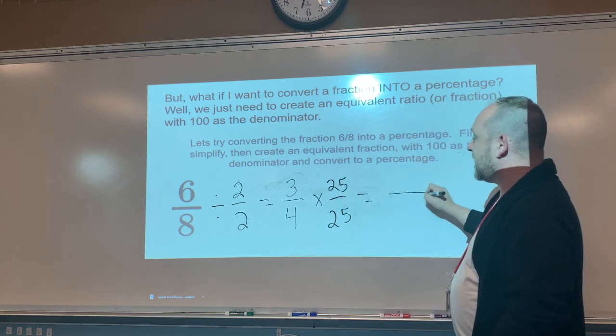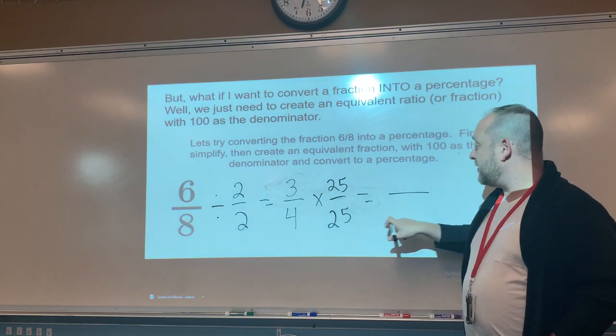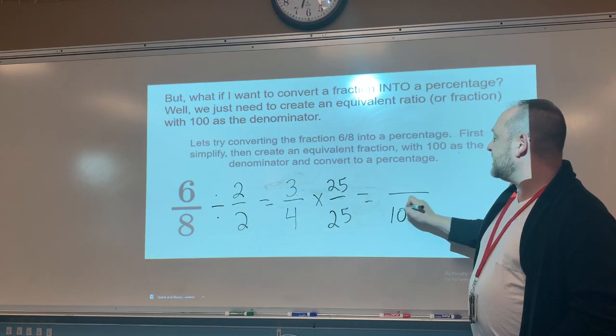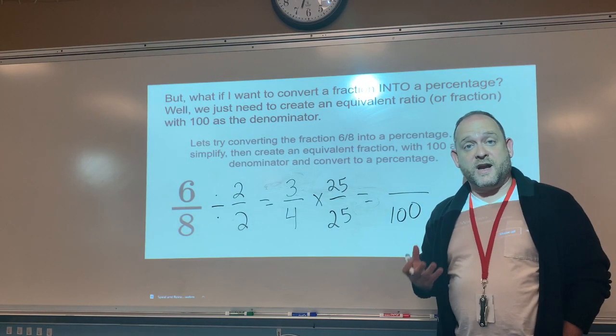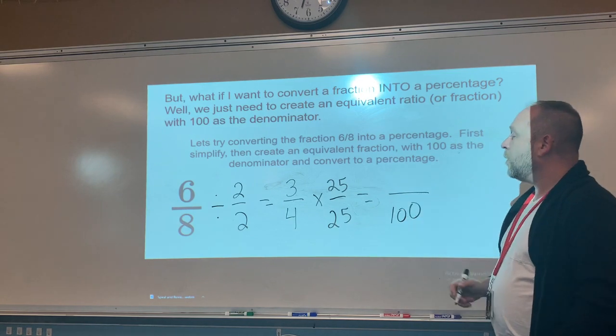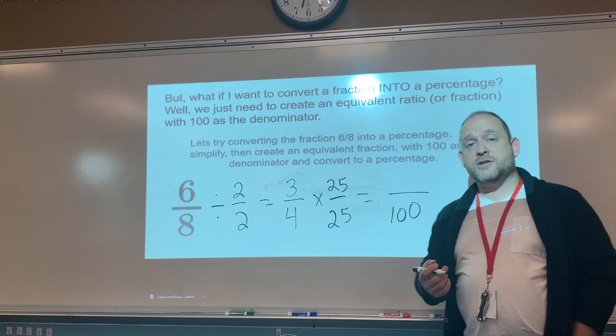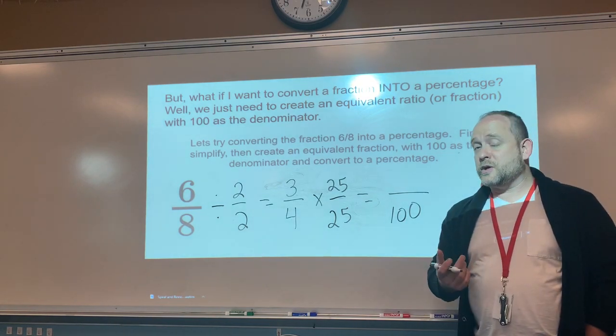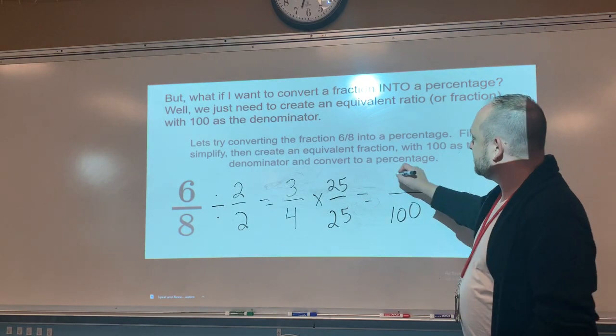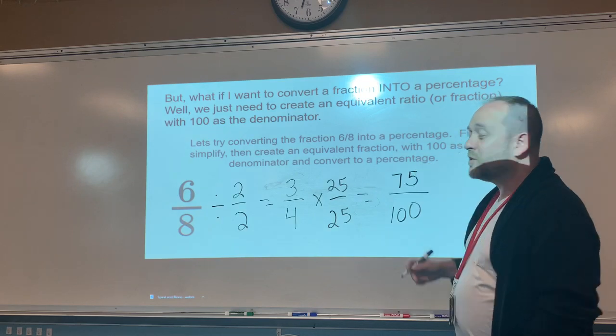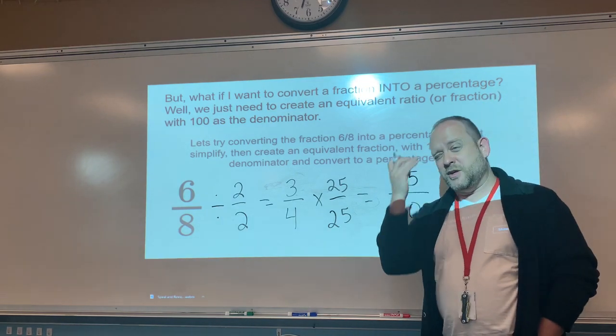I'm going to do that because I know that 4 times 25 is going to give me 100 as my denominator, and that's what I'm shooting for to find a percentage. So I have 100 over here, 3 times 25. Well, I could go out and do the long division, but I also know that 3/4 is 75 cents. Don't really need to run out the multiplication when you know them in your head.